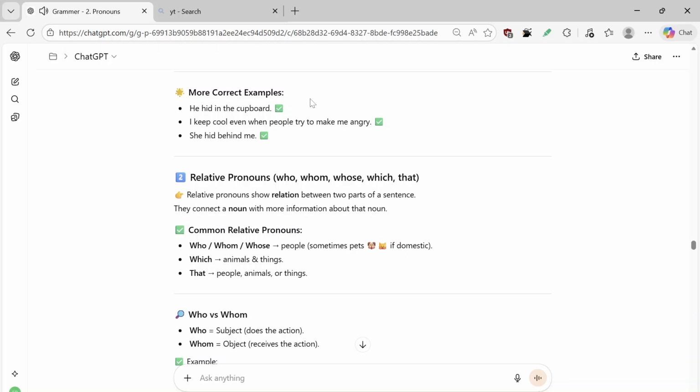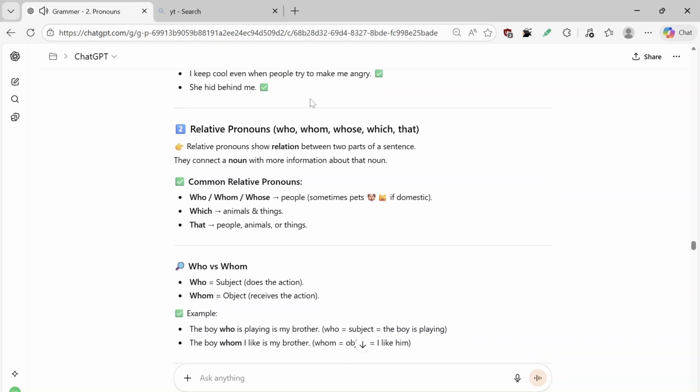Relative pronouns: who, whom, whose, which, that. Relative pronouns show the relation between two parts of a sentence. They connect a noun with more information about that noun. Common relative pronouns. Who, whom, whose: people, sometimes pets if domestic. Which: animals and things. That: people, animals, or things.